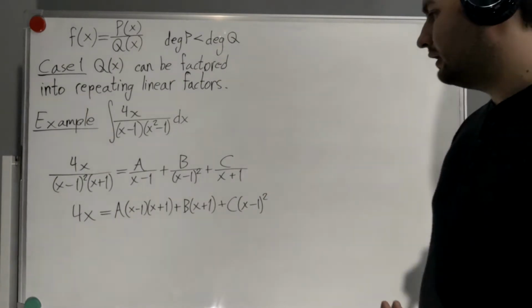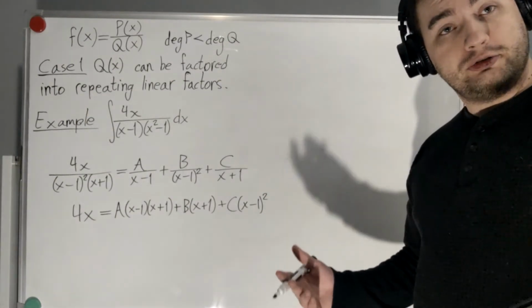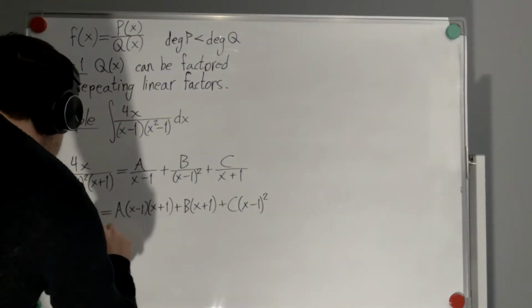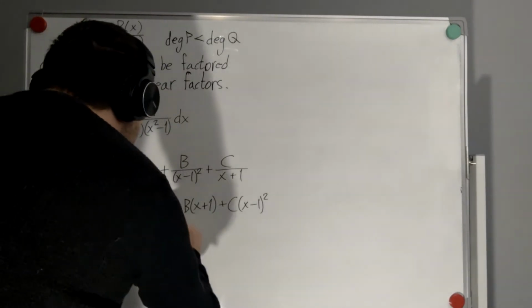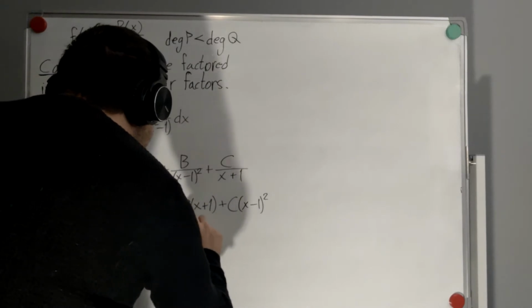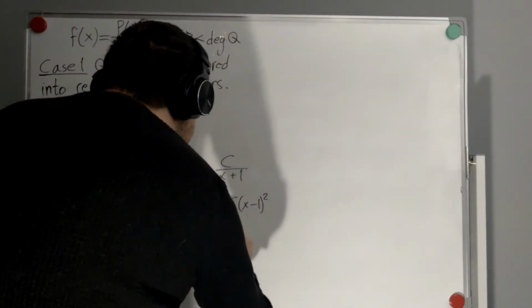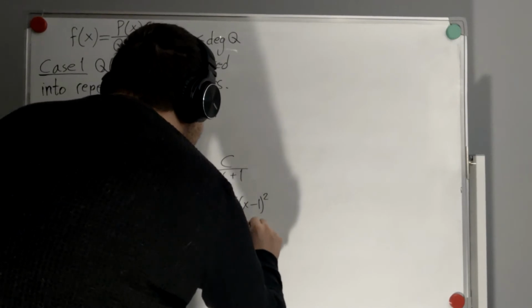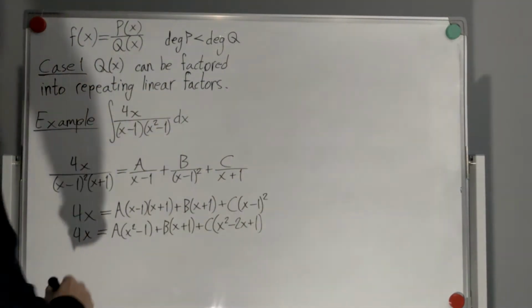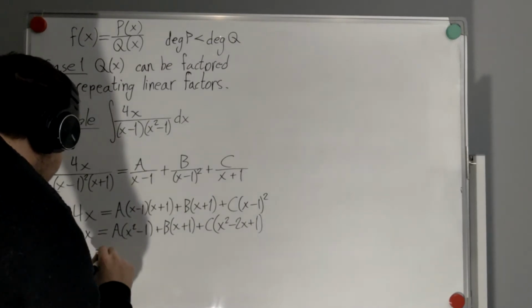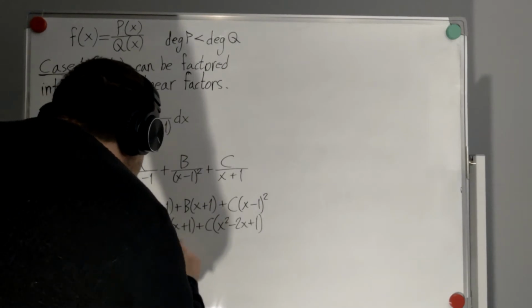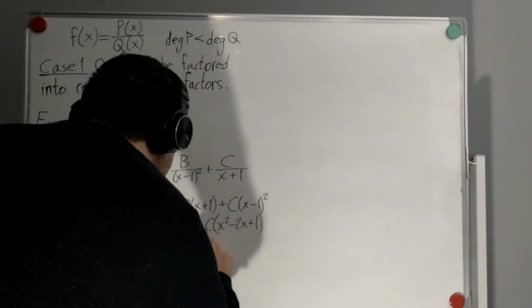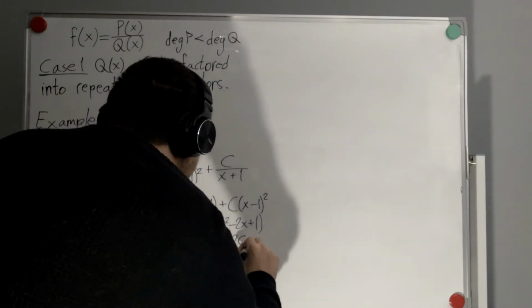Now then, once again, we're going to try to distribute. So 4x is going to be the same as a times x squared minus 1 plus b times x plus 1 plus, let's see, c times x squared minus 2x plus 1. Again, we need to distribute a bit more. So 4x equals ax squared minus a plus bx plus b plus cx squared minus 2cx plus c.